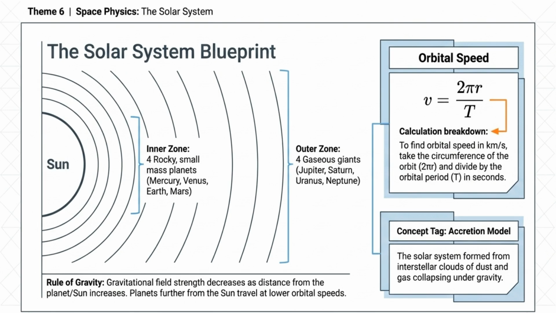Our final theme is space physics. Our solar system is divided into an inner zone of 4 rocky planets and an outer zone of 4 gaseous giants. The accretion model explains that the system formed from collapsing interstellar clouds of dust and gas. To calculate orbital speed, we divide the circumference of the orbit by the orbital period. Crucially, the rule of gravity states that gravitational field strength decreases as distance from the Sun increases, meaning further planets travel at lower orbital speeds.